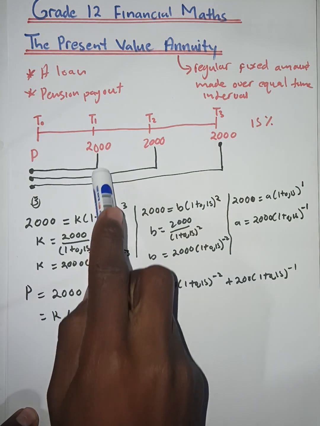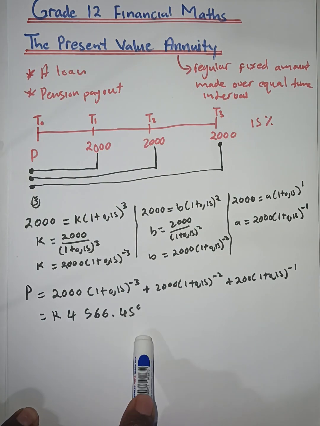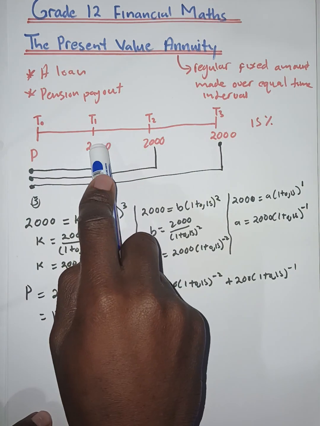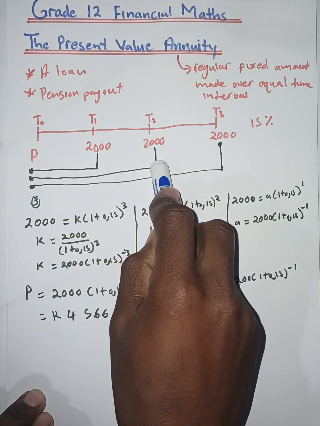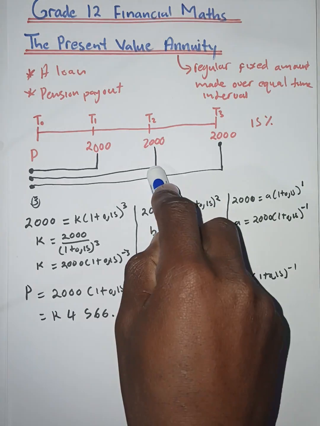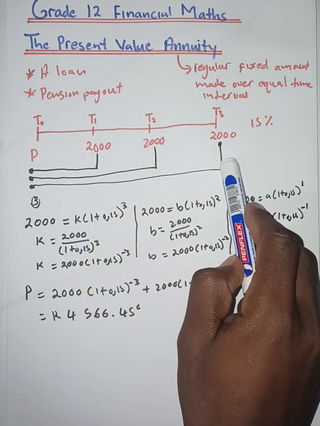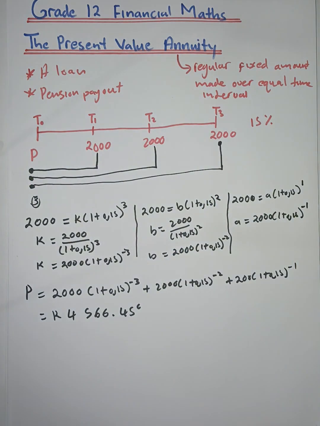So in this case, when it gets to that point, it will no longer be 4,566 and 45 cents. It will actually earn interest. So they'll subtract that amount, and then take the balance that is left and move it until T2. Again, it would earn another interest, and then they subtract that 2000, and whatever is left they would move until T3, and then they subtract that 2000. This is the reason why you would end up paying more: because of interest.